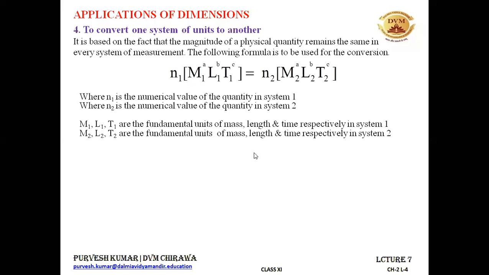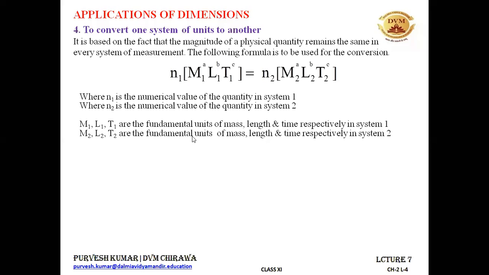All right then. This is something that you have to keep in mind: what are M1, M2 and L1, L2 and T1, T2. So M1, L1, T1 are the fundamental units of mass, length and time respectively in system 1. And for system 2, M2, L2 and T2 are the fundamental units of mass, length and time respectively in system 2. See, what do you mean by fundamental units of mass, length and time?